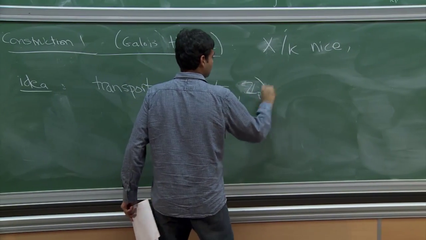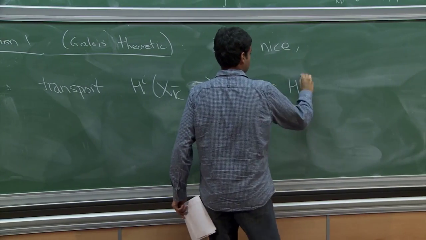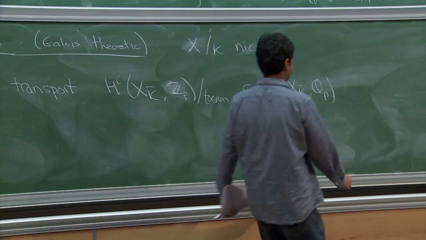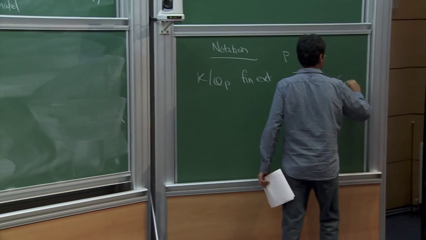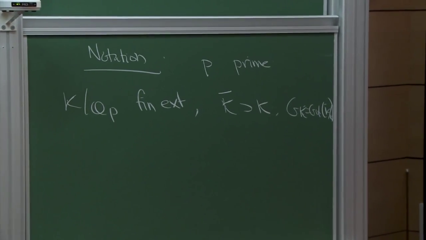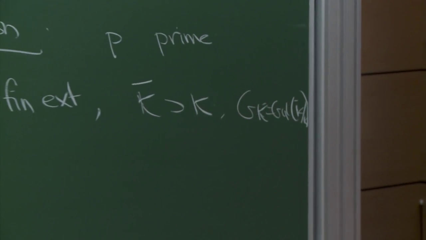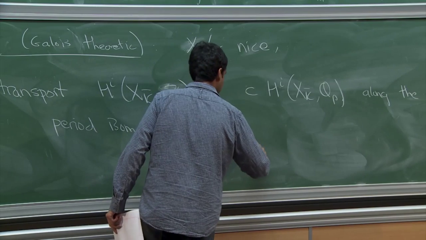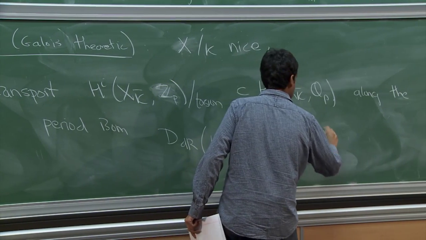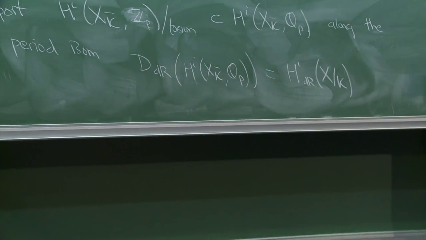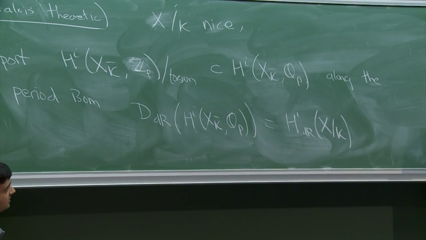So Z_p, mod torsion, is a lattice in Q_p. And so we take this lattice, and everything is G_K equivariant. G_K is the Galois group. And so you just transport this lattice along the period isomorphism. So I'm going to think of the period isomorphism as saying that D_dR of étale cohomology is de Rham cohomology. And then of course, one has to actually go through the machinery and see that this can be done.